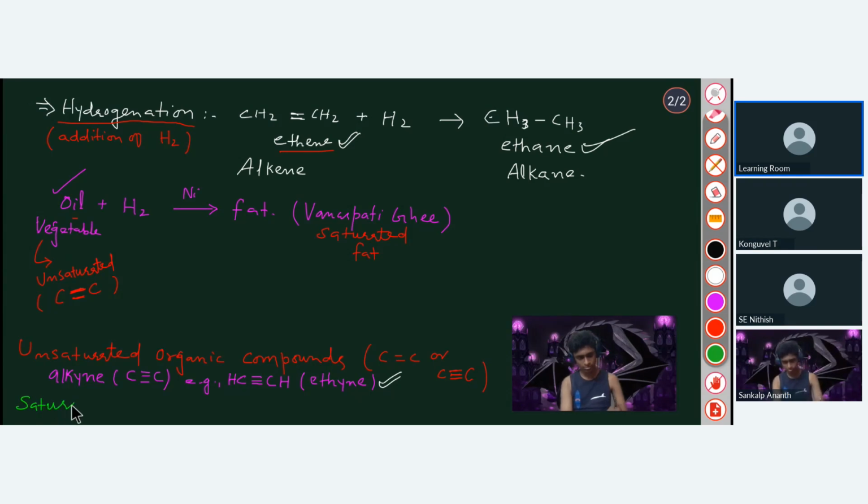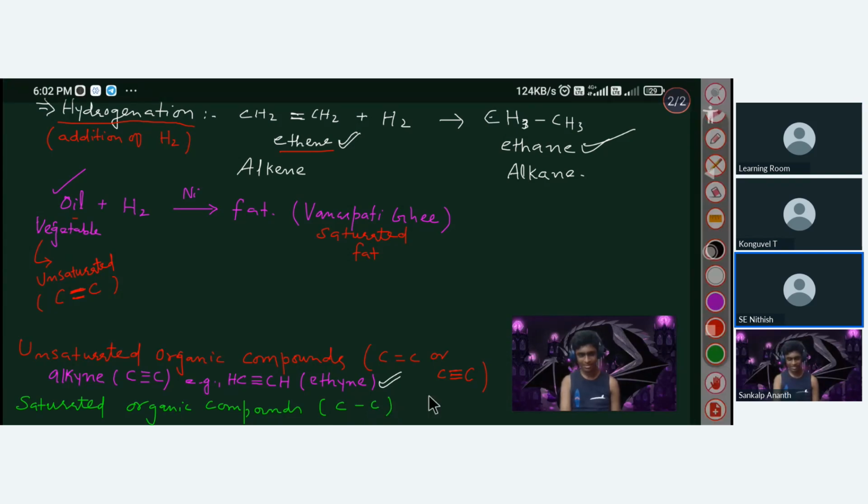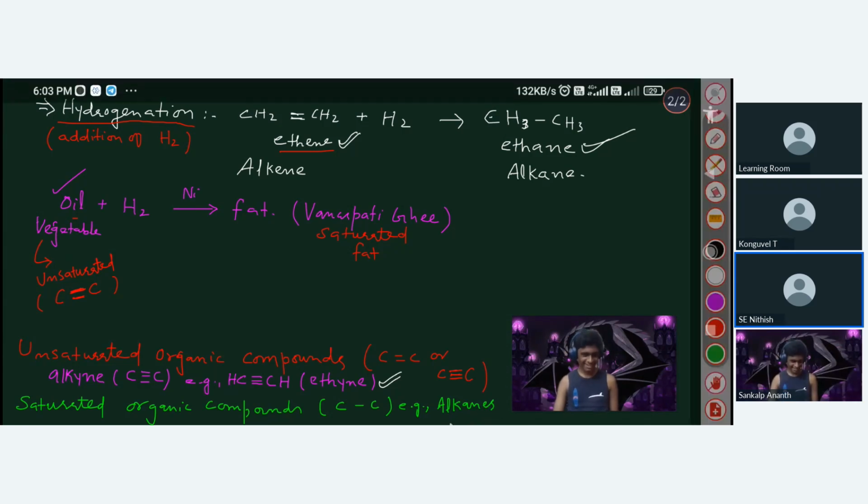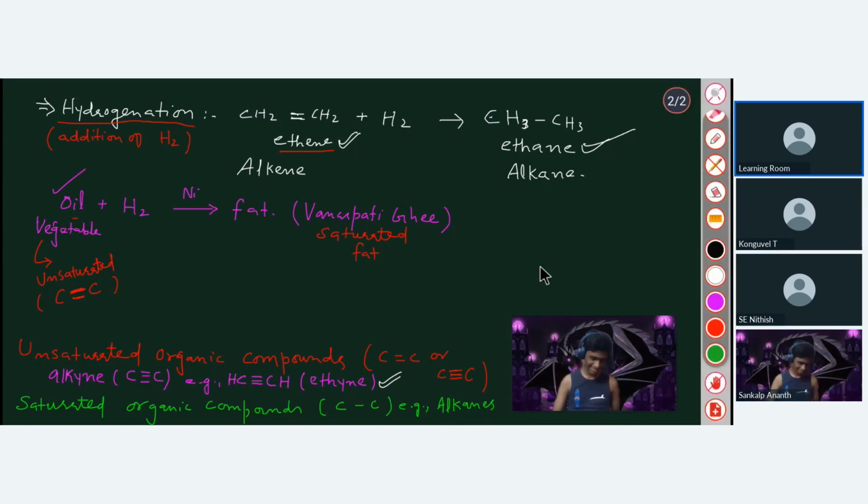So, can you tell me what saturated organic compounds are? Those organic compounds which contain only carbon-carbon single bonds. Example will be the alkanes, right? You were close. You said four bonds and then you said single bond, but you didn't say carbon. There must be carbon-carbon single bonds only. If there is a double or triple bond anywhere, then it is unsaturated, right?